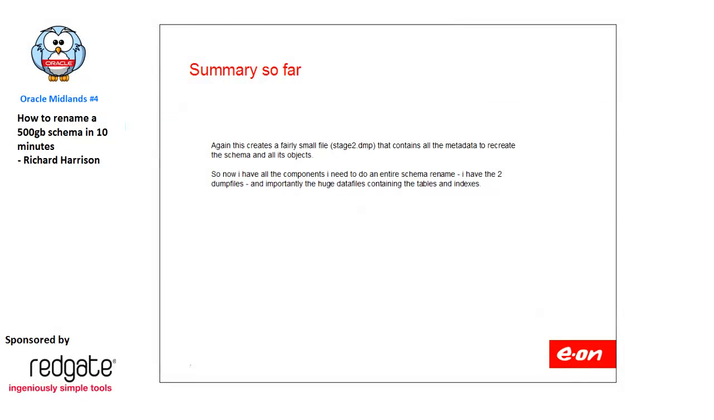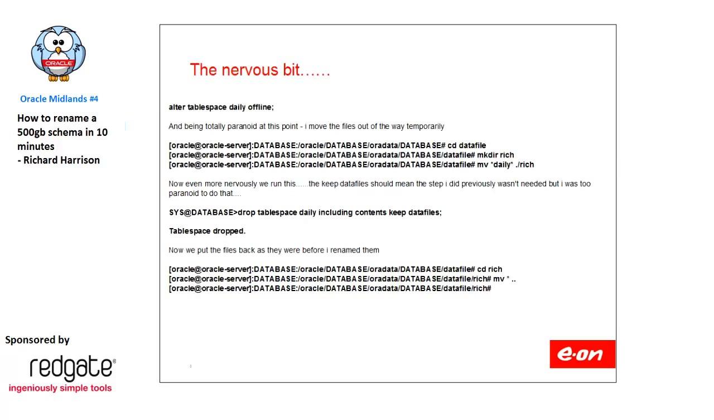So quick recap, we've got the stage 1 file with the TTS definition, the stage 2 file with all of the logical objects, and then the actual data files themselves. Right, now it gets a bit nervy. So this is assuming you're not actually moving from a different database, you're keeping it in the same database, just renaming it. So first step, table space offline.